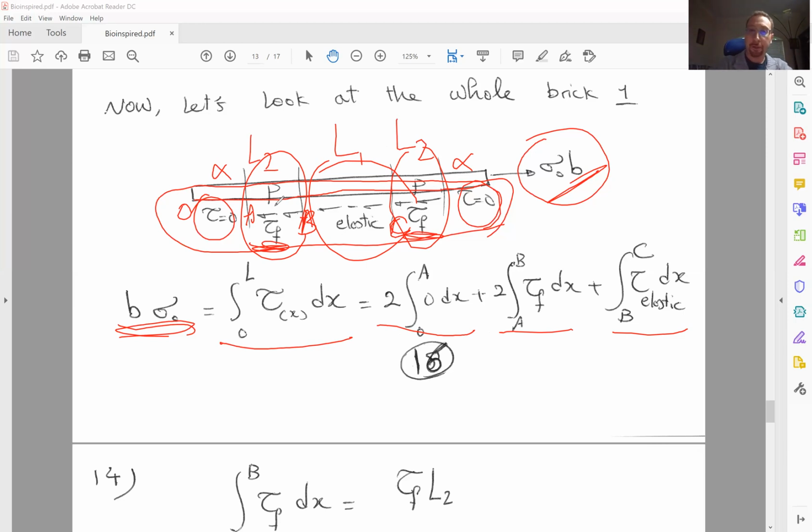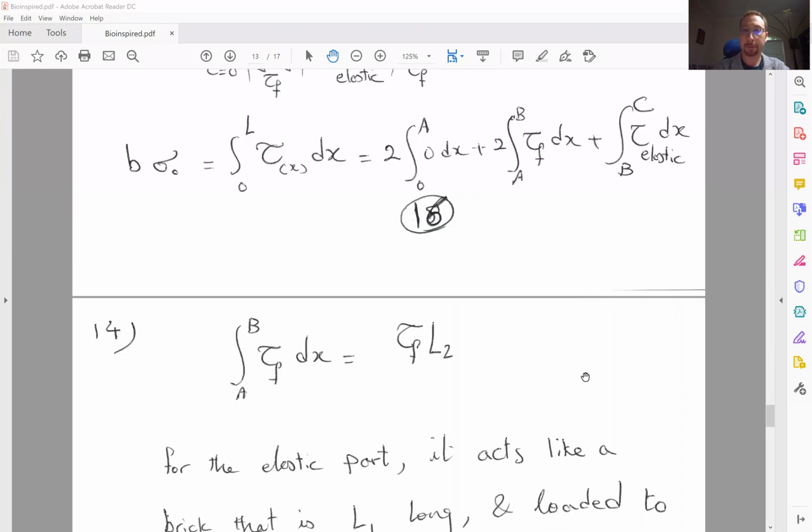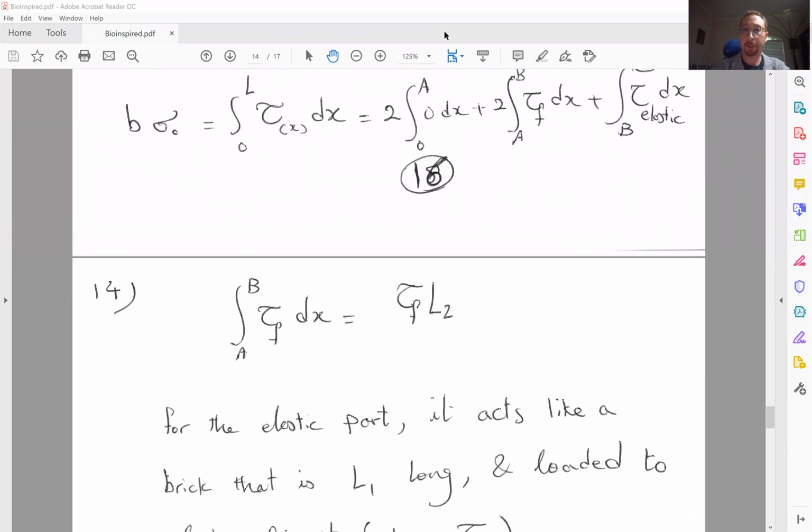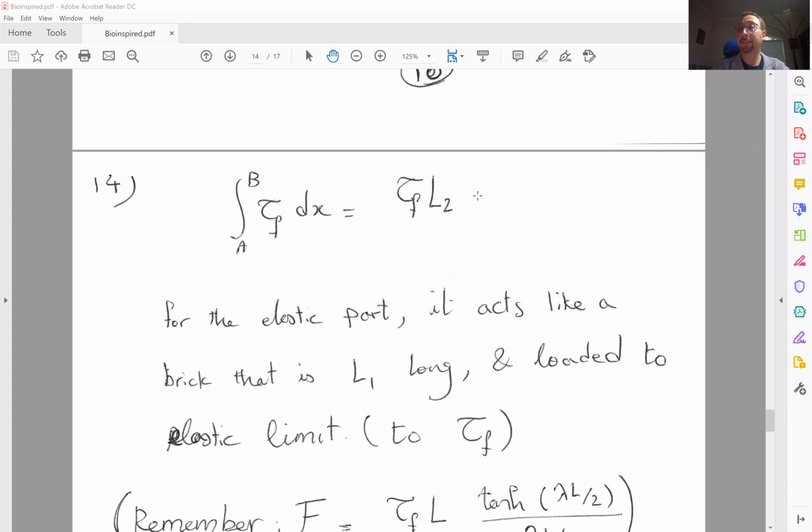Now, the first integral is 0 because there's no shear stress in the failed region. The second part is an easy integral because the shear stress is always tau f, it's constant. So let's move forward and calculate each of them and see what we get. The first one is 0. The second one is just tau f times L2. The length is L2, and the shear stress is tau f.